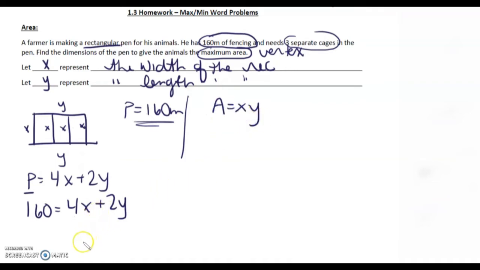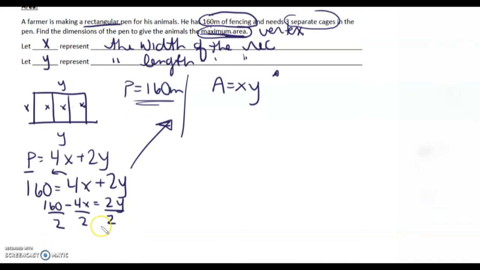So I need to either isolate for x or isolate for y and use substitution. So substitute one equation into the other. Because we're trying to maximize the area, we want to keep the area formula, so we want to substitute the perimeter formula into the area formula. Okay, looking at these, I'm going to isolate for y because 2, 4, and 160 is divisible by 2. So when we bring this over and it equals 2y, I can actually divide that out and all of the numbers are going to be really nice.